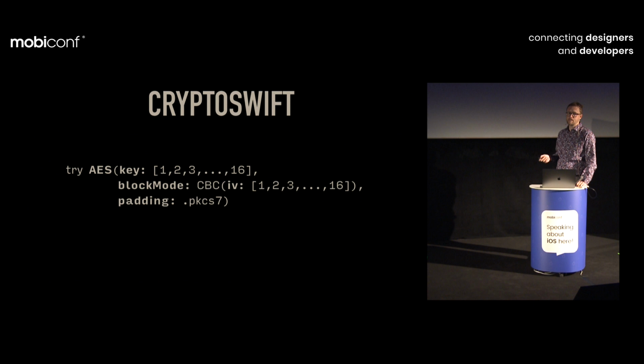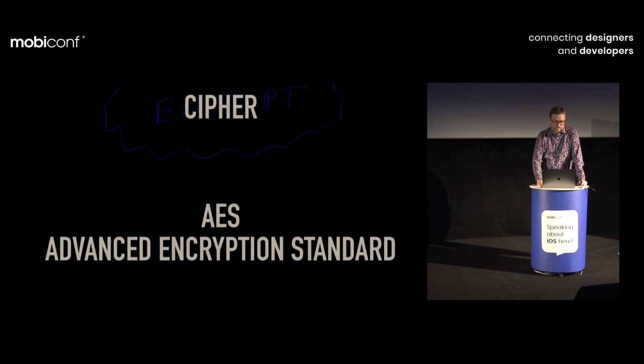Just for the record, this is the version of the CryptoSwift library, but really, it may look prettier, but it asks you for the same parameters. The cipher, algorithm, the key, the block mode, the IV, and the padding. I will try to tell you how it works, what are the values, but start with the cipher.